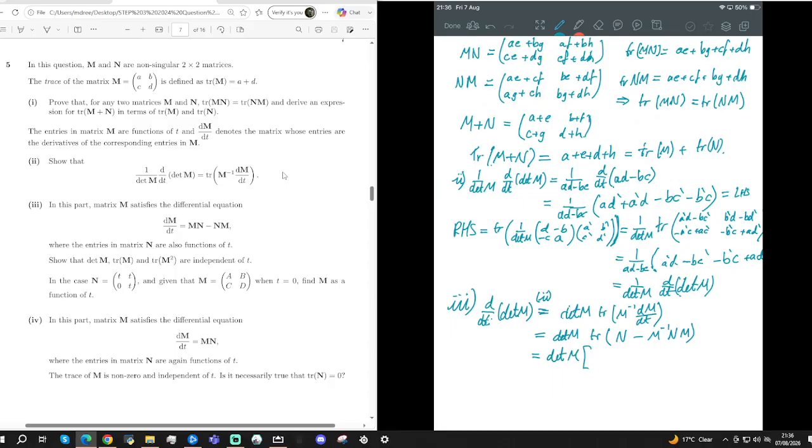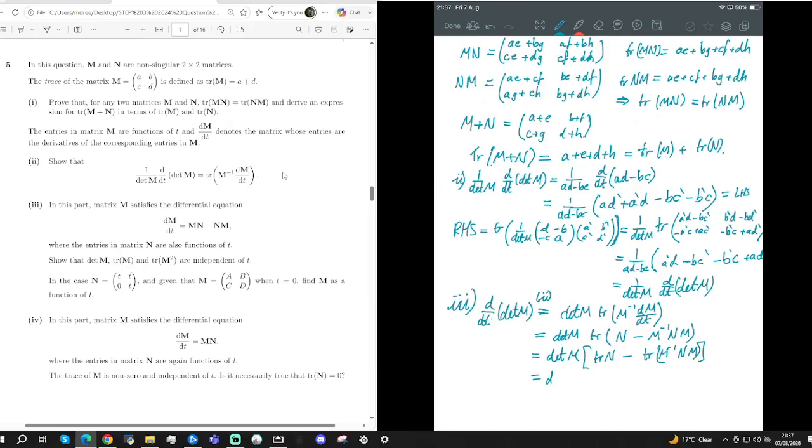Now let's use some of the results from part 1. The second result was if I added traces. If I did the trace of a sum, that's the sum of the traces. So I can write this as the trace of n minus, I'm adding a negative matrix, the trace of m inverse n m.